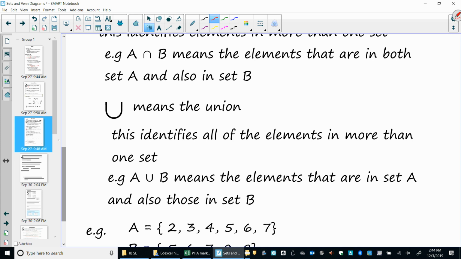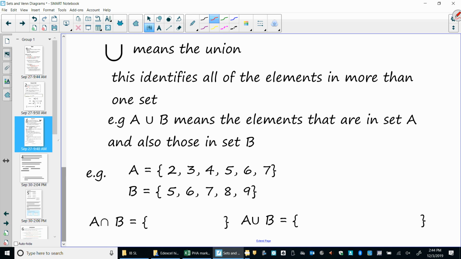They will be asking you questions, so let's look at this as an example. If this is my set A and this is my set B, I want to know A intersect B. That means which numbers are listed in both of these sets. 5, 6, and 7. We all happy with that? So which are in both sets?